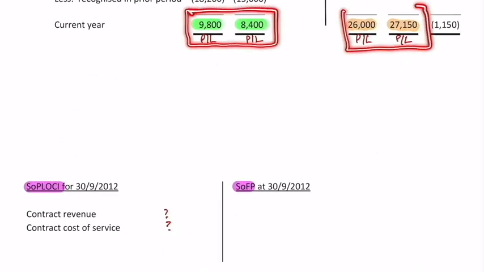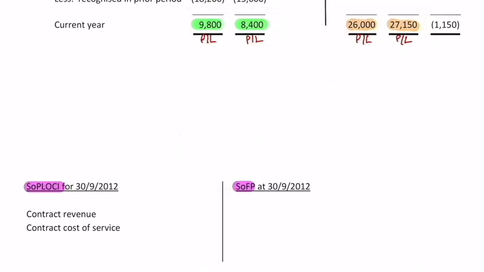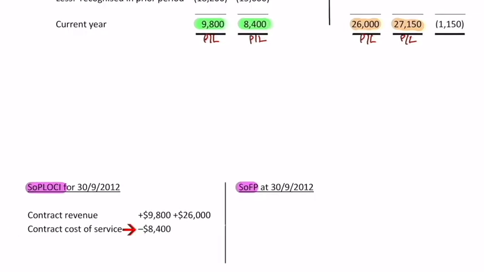Can we take this figure to put in a profit and loss? Revenue for contract A should be equal to 9.8 plus revenue from contract B, $26 million, minus the cost of service for contract A, 8.4. The cost of service, including the provision for loss for contract B, for this year should be equal to 27,150. This is the figure that we expect to see in the profit and loss for contract A and contract B.